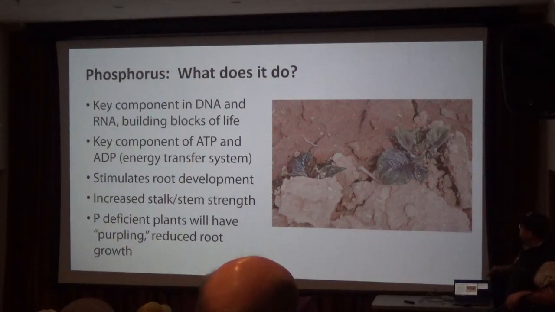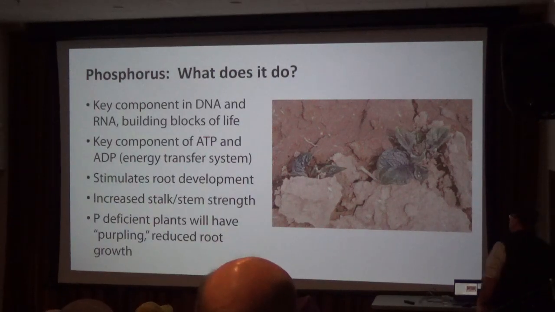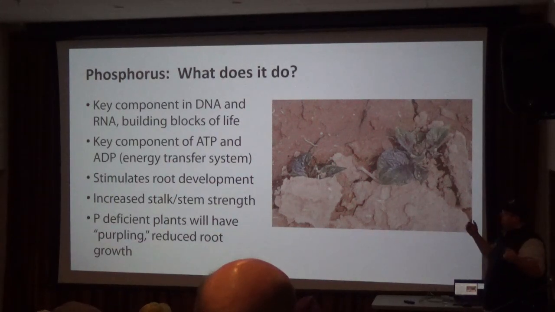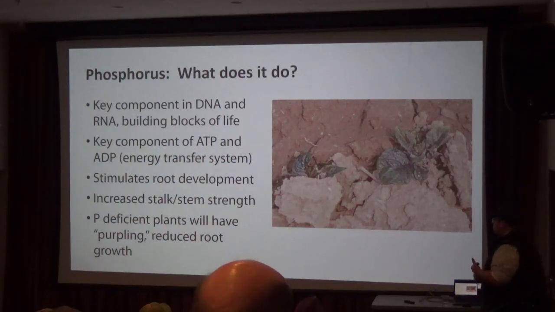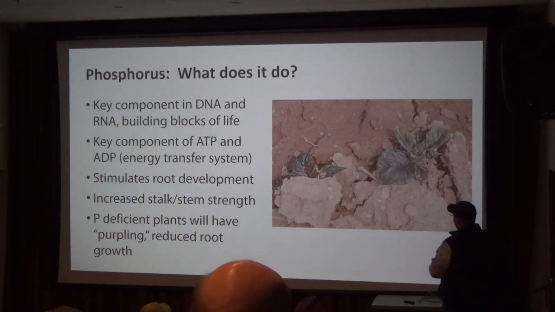Again, phosphorus is a very important macronutrient. It's a key component in DNA and RNA, and a key component in ATP and ADP, which are part of the molecules in the energy transfer system in photosynthesis. The P in ATP and ADP is phosphorus, so that's very important. It's very important early in the season for stimulating root development and increased stalk and stem strength.